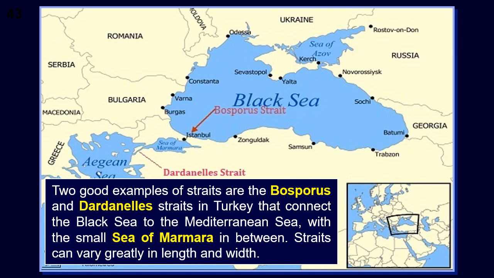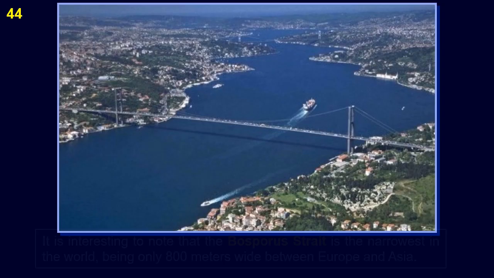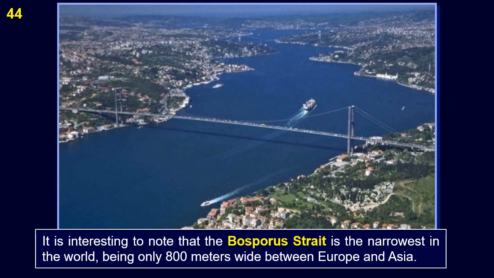Straits can vary greatly in length and width. It is interesting to note that the Bosporus Strait is the narrowest in the world, being only 800 meters wide between Europe and Asia.